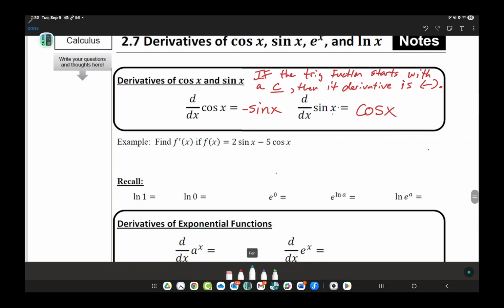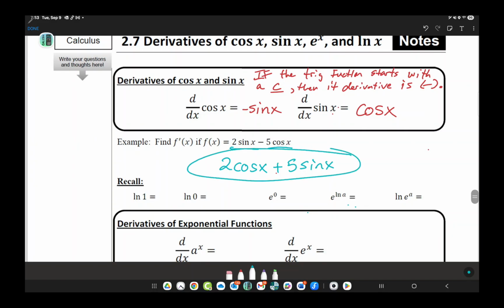So, for example 1, find f prime of this function. And again, we can just do this separately. What's the derivative of sine? Cosine. So 2 cosine x. Derivative of cosine is negative sine, so that's going to become a positive 5 sine x. And that's all you do. That's it. It's just going to be memorization. You just have to know it. Okay?